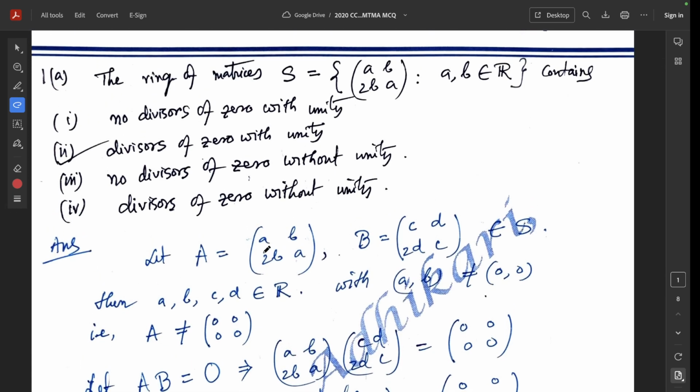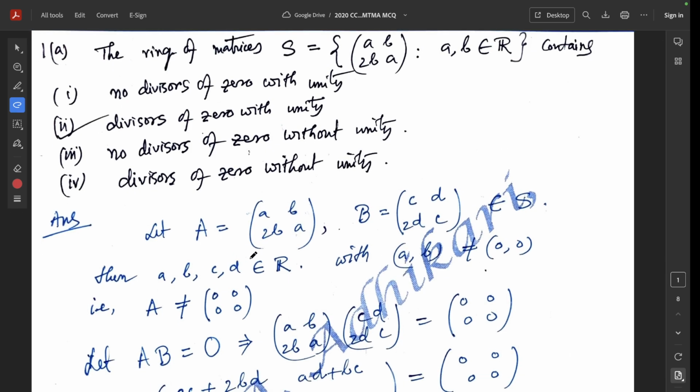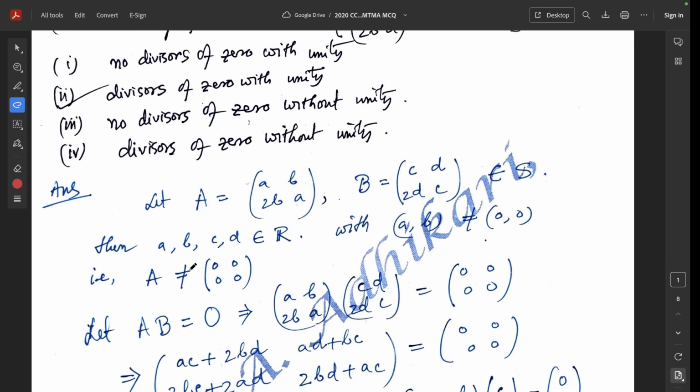Let capital A be a 2 by 2 matrix [[a, b], [2b, a]] and capital B be [[c, d], [2d, c]], and both belong to the ring of matrices S, where a, b, c, d belong to the set of real numbers R, with (a, b) not equal to (0, 0). That means a and b are not simultaneously 0: either a is 0 and b is non-zero, or b is 0 and a is non-zero, or both are non-zero. That is, A is not a zero matrix.